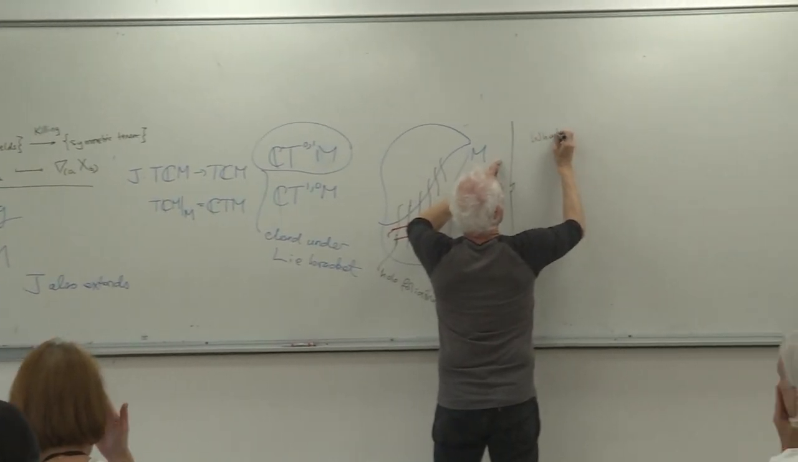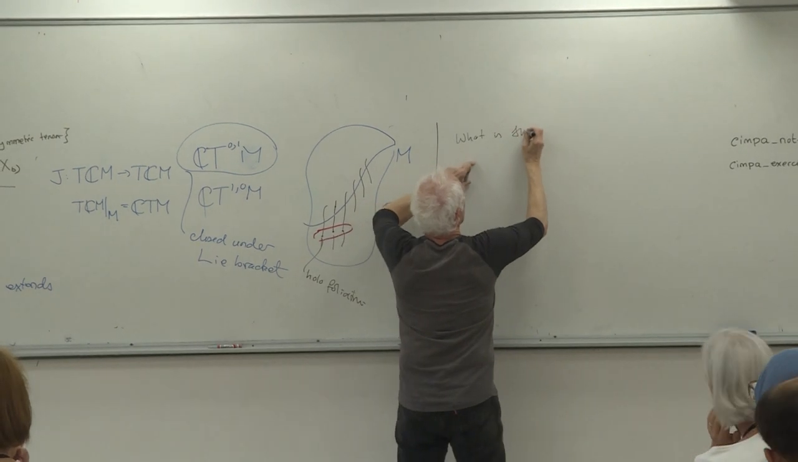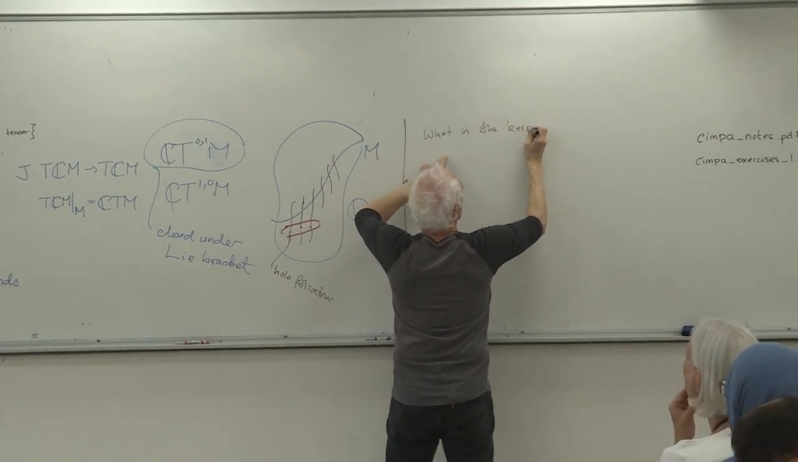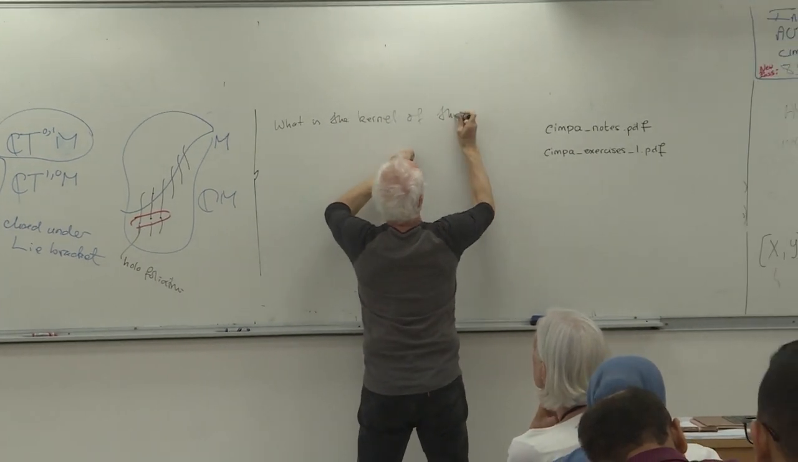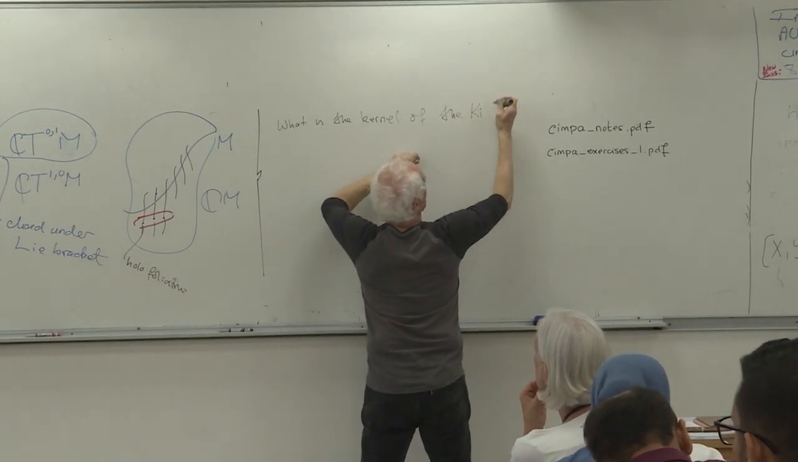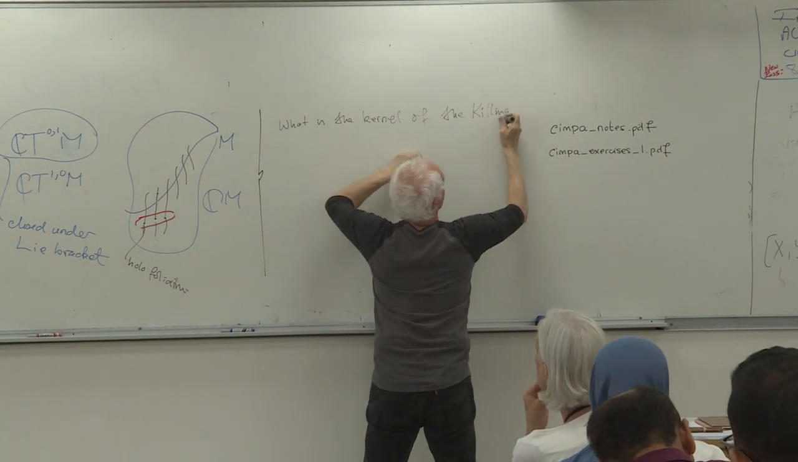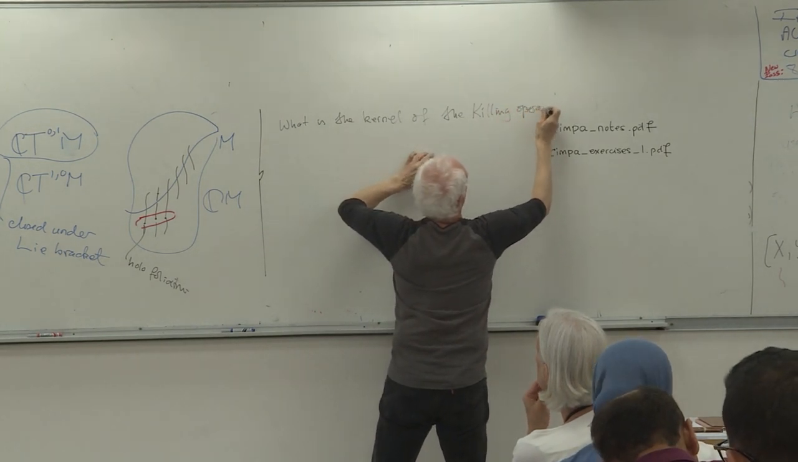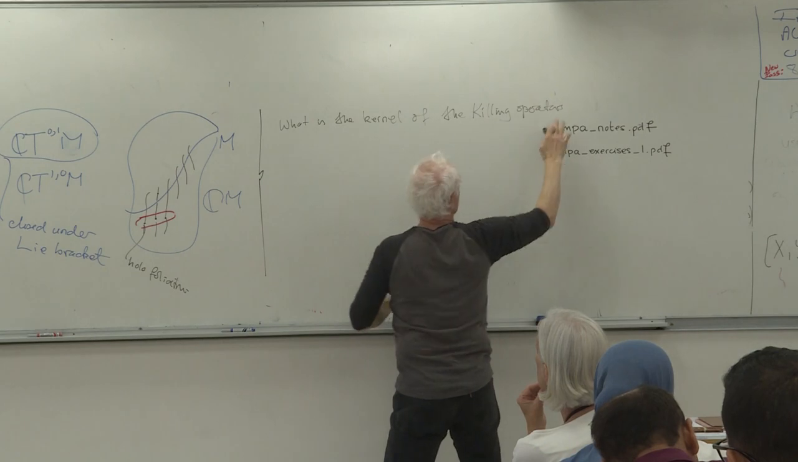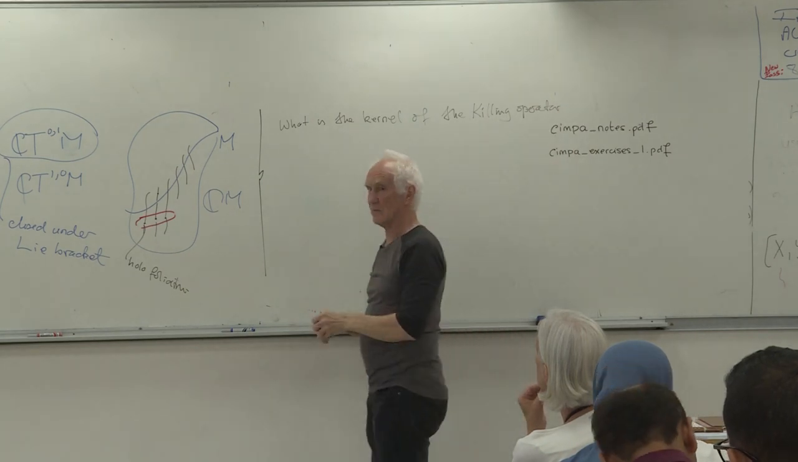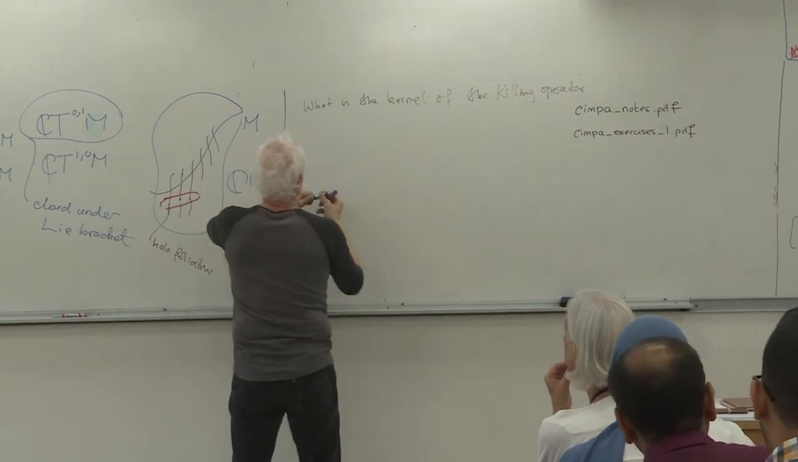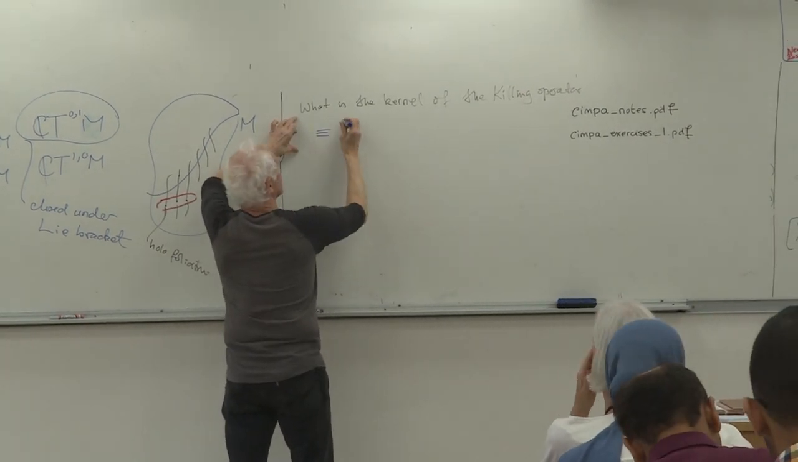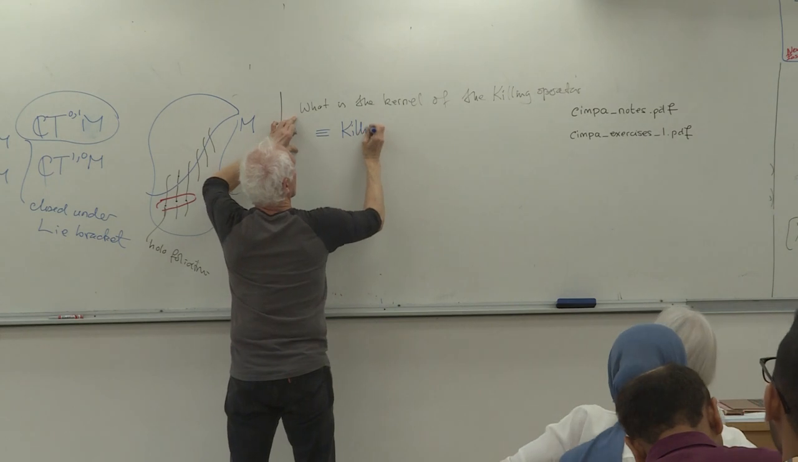What is the kernel of the Killing operator? I don't think this little button does anything at all. Right, these things have names. They're called Killing fields, because they're vector fields. Whatever it is, these things are called Killing fields.